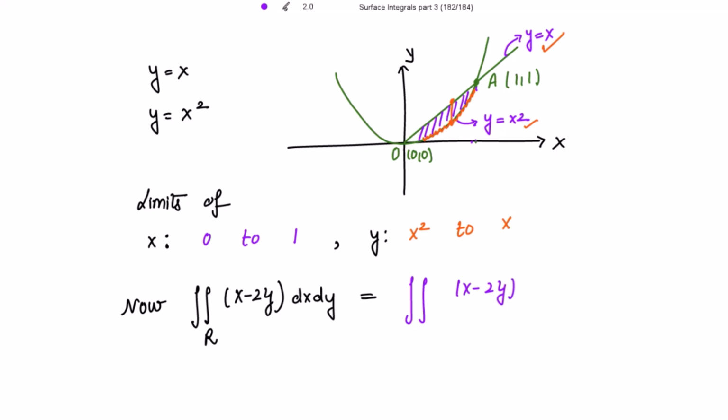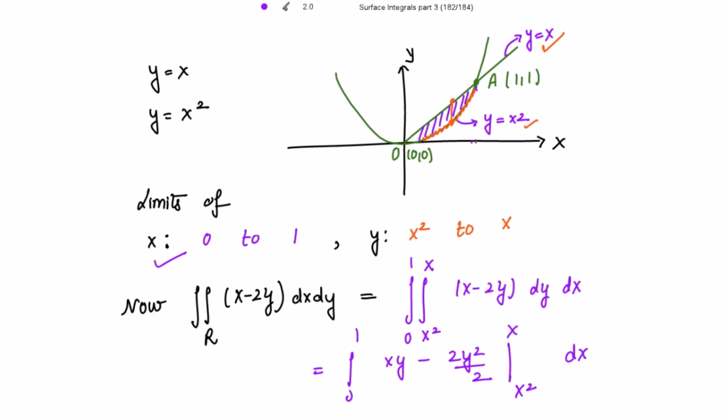Because the limits of x are constant, we always have to take the integral with respect to x as the outer integral. And the limits of y are variable, so we write them on the inner integral. So first we have to integrate this with respect to y. We get xy minus 2y square divided by 2, with the limits x square to x, and dx.